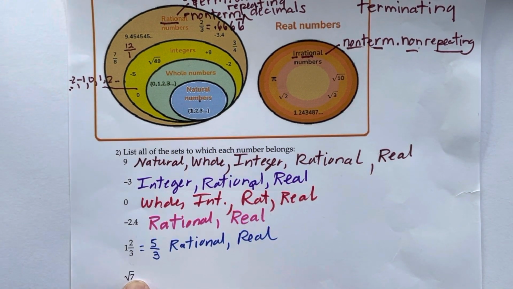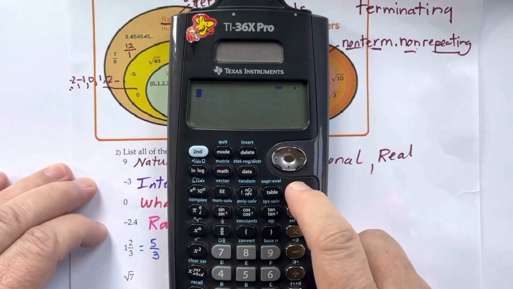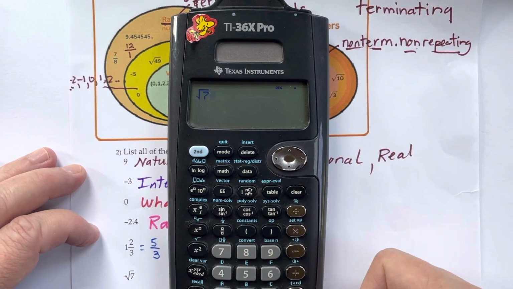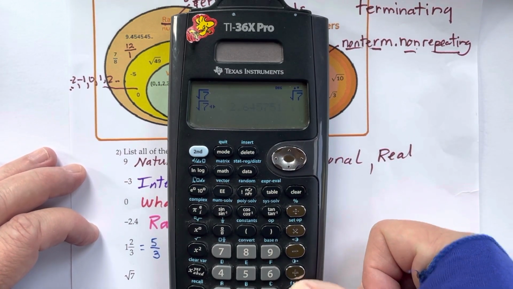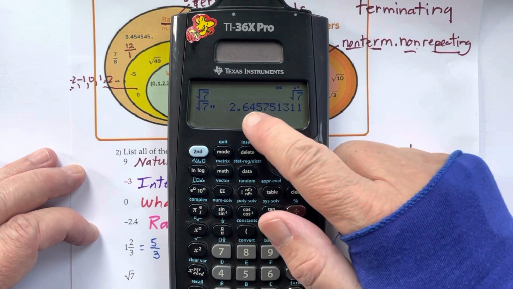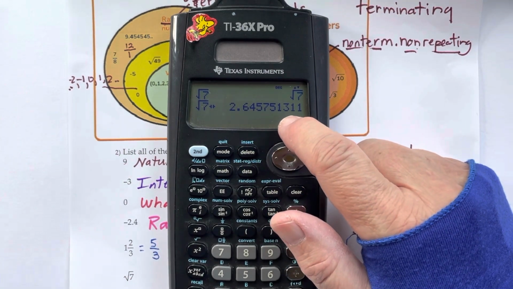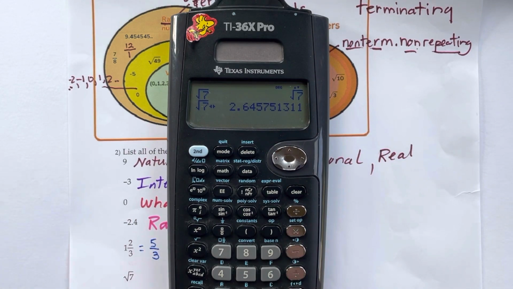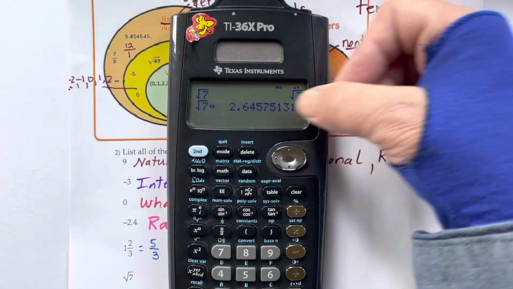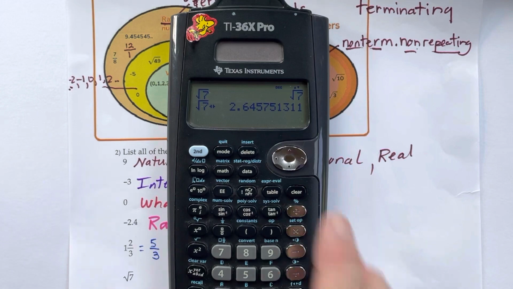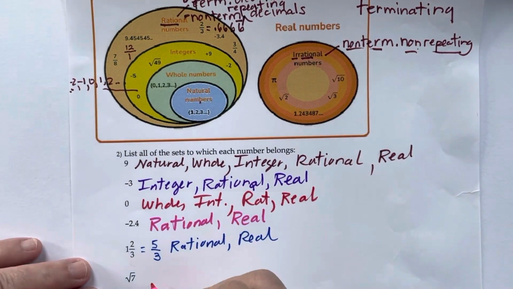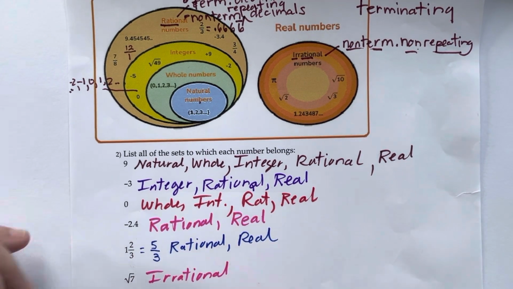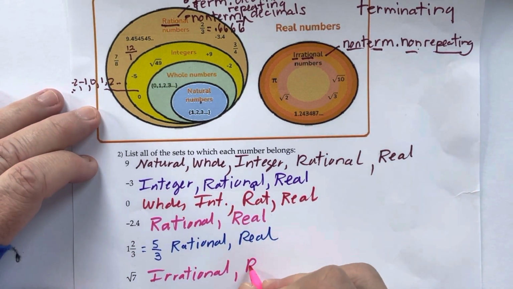And this one, maybe you don't know these all off the top of your head, but grab a calculator. It's the 21st century, so we don't mind using these for some things. I have to do this, and it's 645751311. Okay, so it's not making a pattern, and my calculator's cutting it off there, but it isn't ending. It's going to go on forever. So this is going to be irrational. And it's also going to be real.